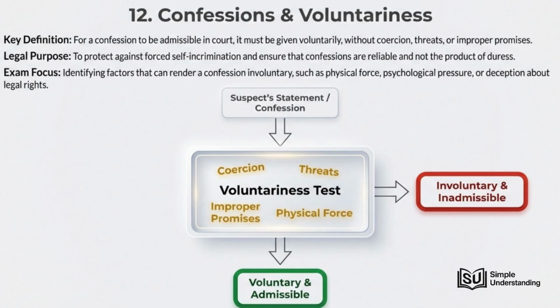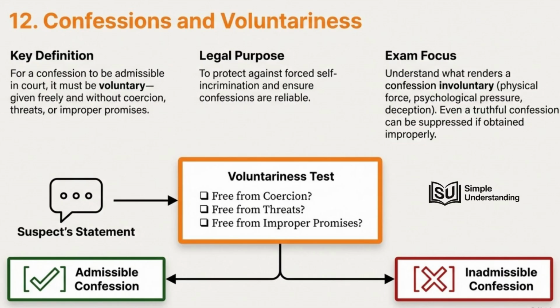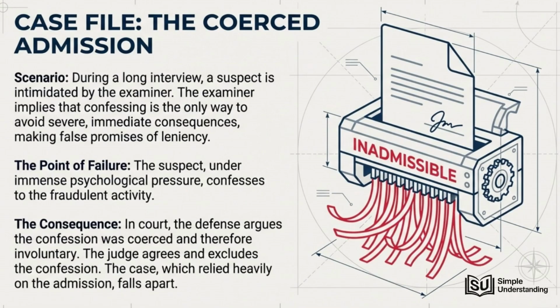12. Confessions and voluntariness. For a confession to be admissible, it must be voluntary and free from coercion, threats, or improper promises. The exam focuses on understanding that physical force, psychological pressure, deception about legal rights, or denial of basic needs can render a confession invalid. Fraud examiners must conduct interviews in a manner that respects legal safeguards and ensures statements are legally defensible. In real investigations, if a suspect is pressured into confessing through intimidation or false promises of leniency, the confession may be excluded in court.